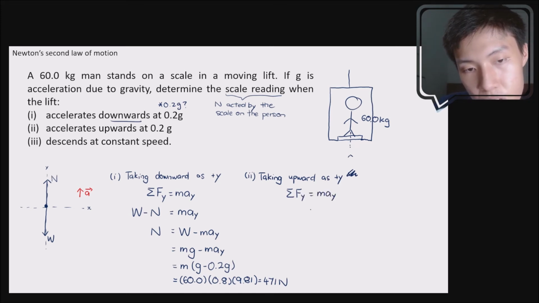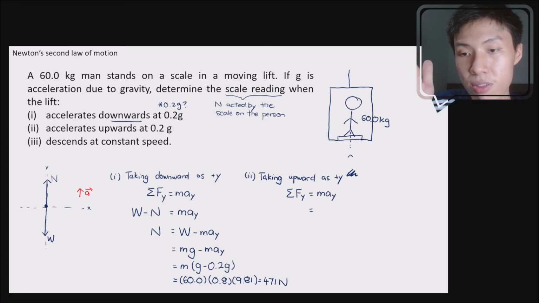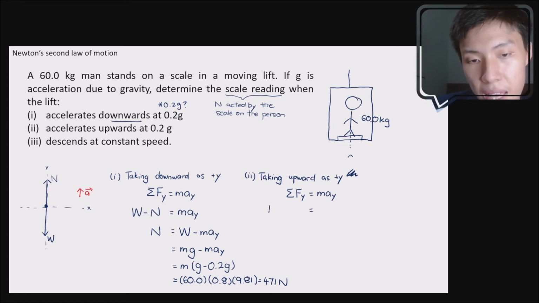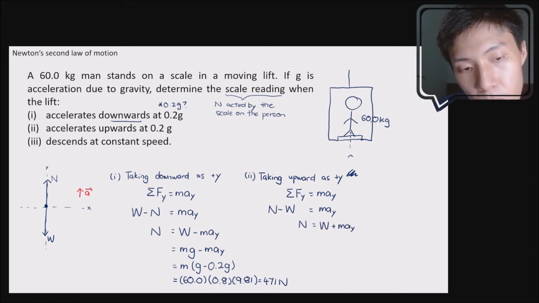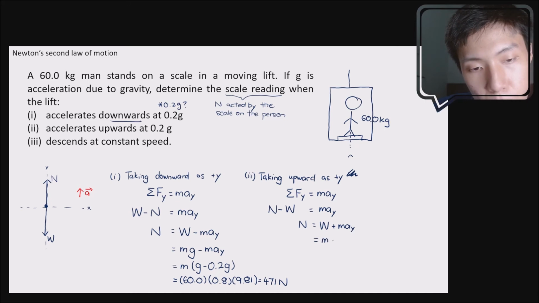Upward as positive y. So if that's the case, then sum of Fy is again equal to ma, because there's acceleration, there's net force. So now we'll be taking the positive side, which is pointing upwards, and minus the negative side, which is weight pointing downwards. Now if you move around your equation, you get N equals W plus ma instead. So this will be mg plus ma. Then factorizing out mass, you get m(g plus 0.2g).